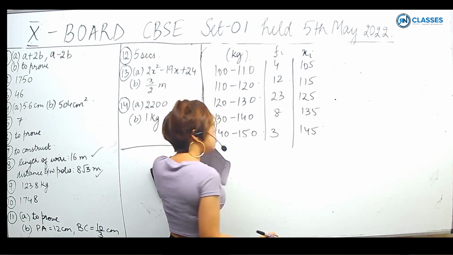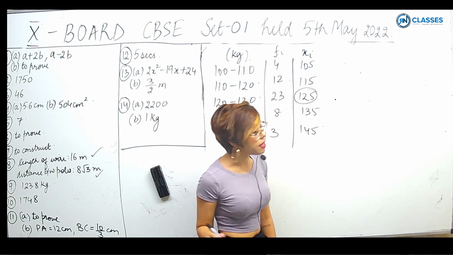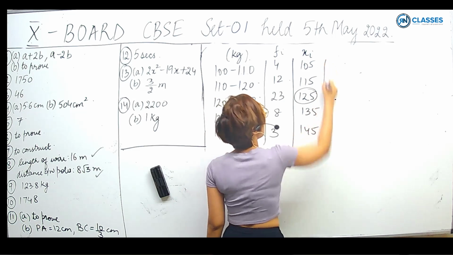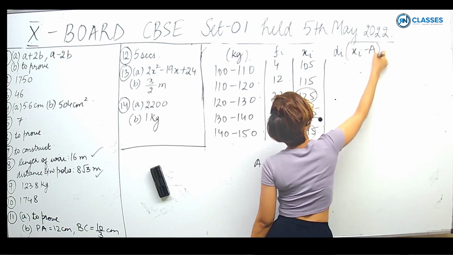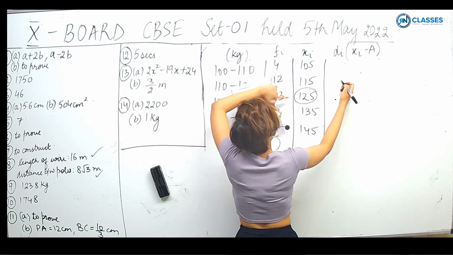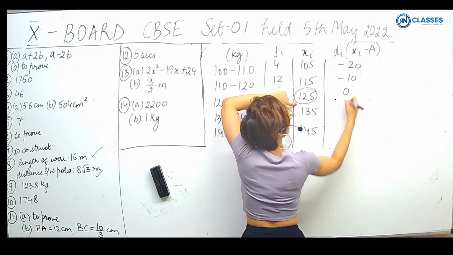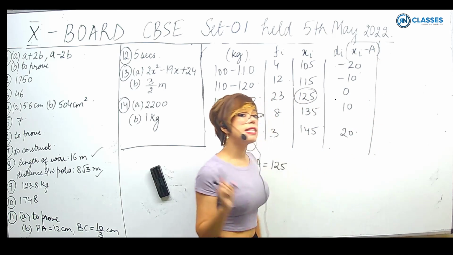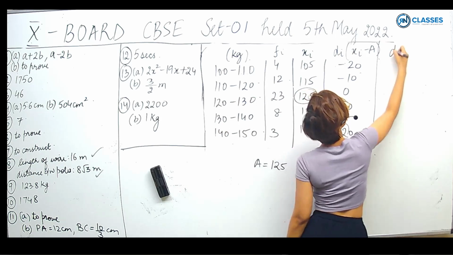Done. Assumed mean. Now you can choose any of these, so I'll choose 125 for very obvious reasons. So my A, assumed mean, is 125. Then I'll make the column of di, which is nothing but xi minus A. So that is 105 minus 125, minus 20, then minus 10, 0, 10, and 20. Right? Then obviously I need to have a column of fi di.